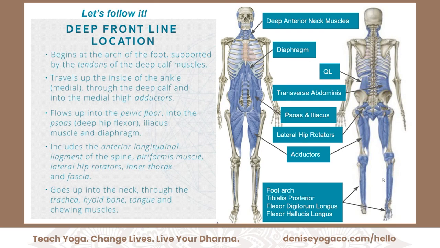A lot of people will have complaints about their quadratus lumborum. They're also very prone to spasm. These muscles that we're looking at, the psoas, the QLs, the adductors. We're going to look at some of these back here. These are your lateral hip rotators, especially piriformis, but we'll have a closer look at those too.